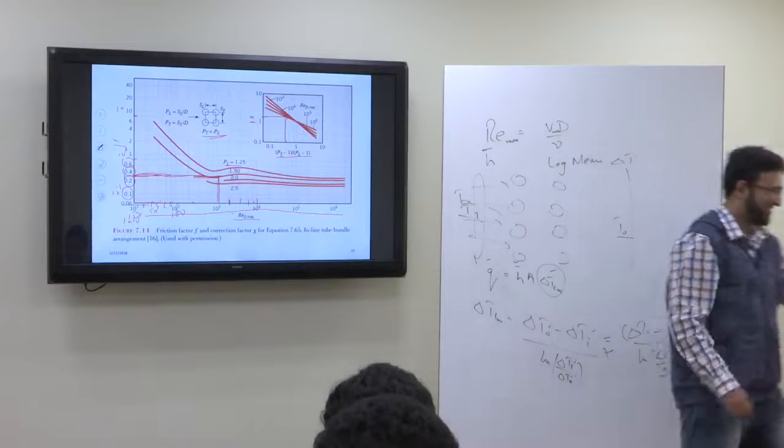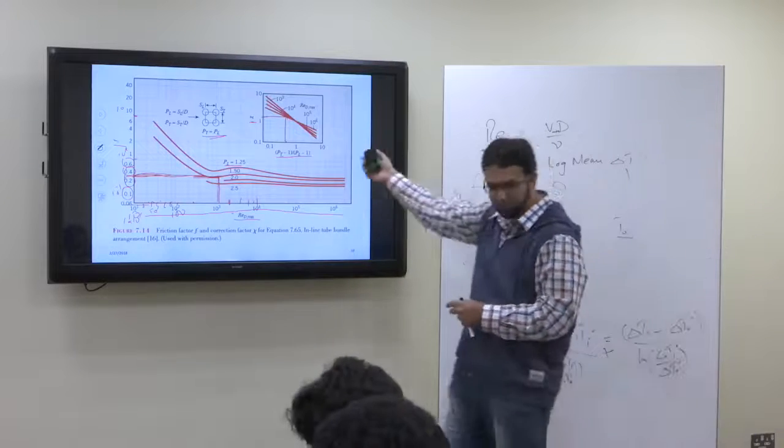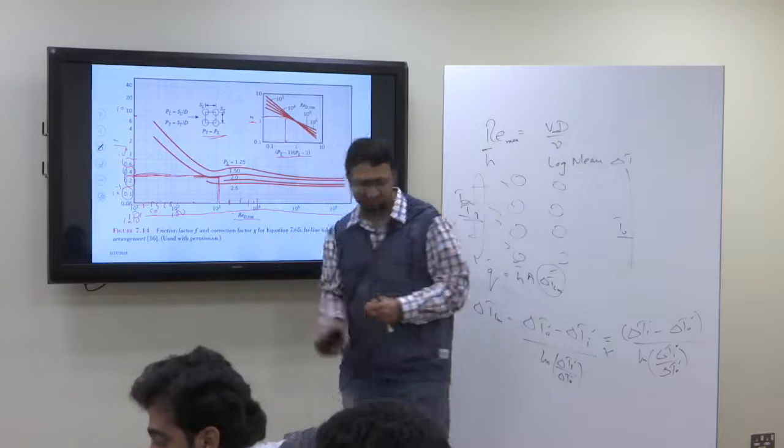We have to read the formula sheet. Yes, this will be in the formula sheet.